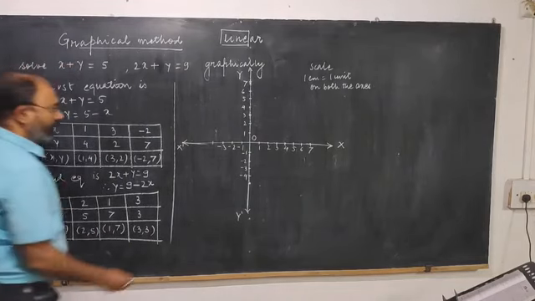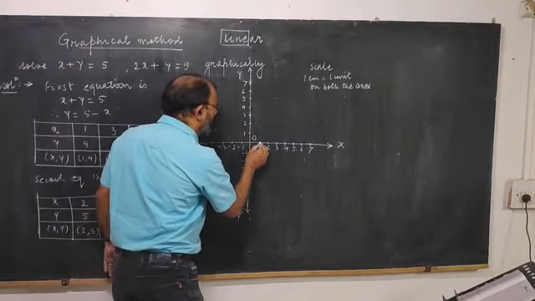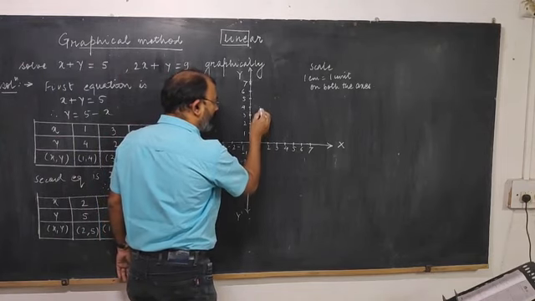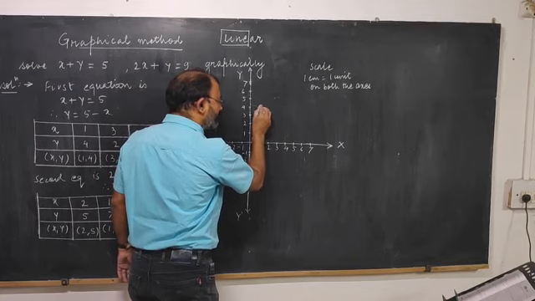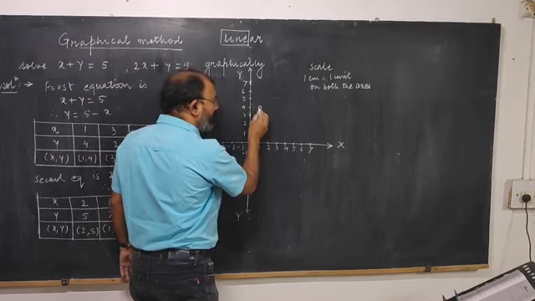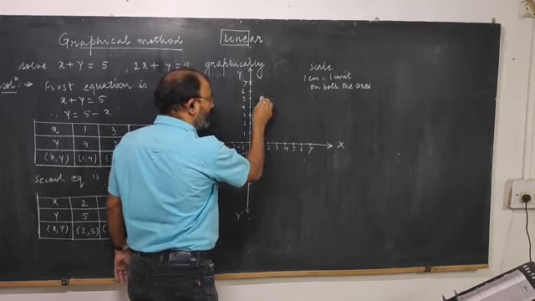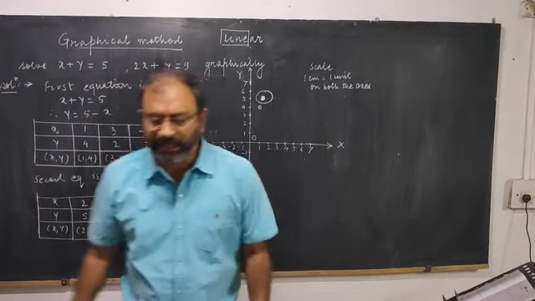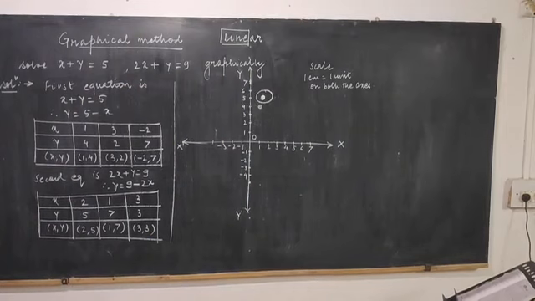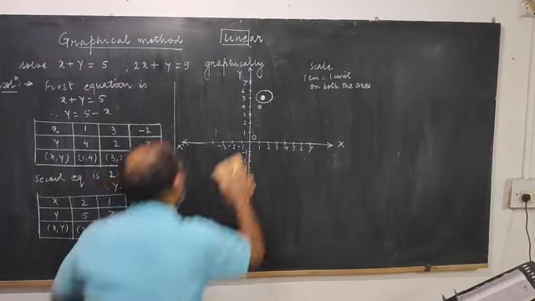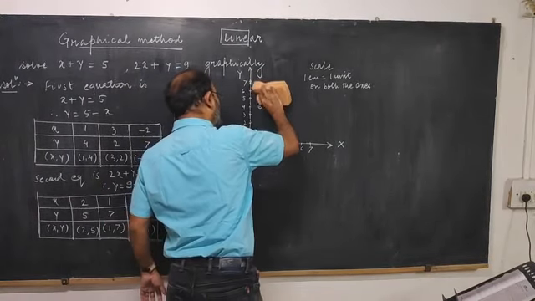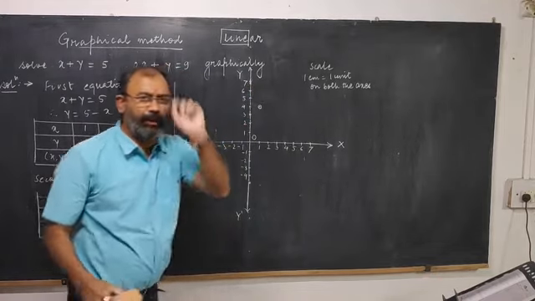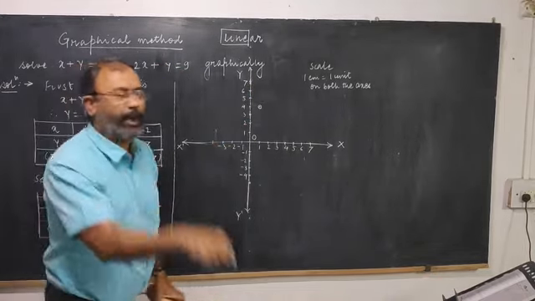1, 4. X coordinate 1, y coordinate 4, their intersection. So this is the point and encircle it. Please don't draw the point like this and encircle like this. It looks dirty. So a very small point and a very small circle around it, just to show that there is a point inside it.